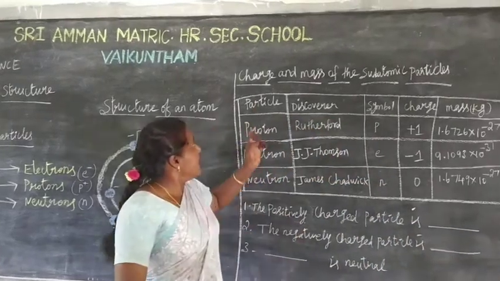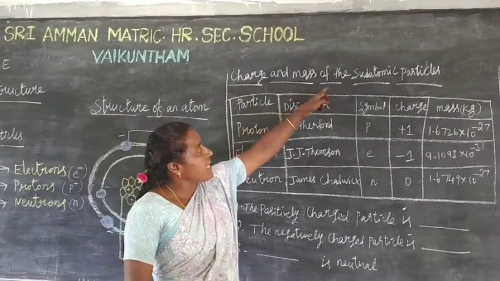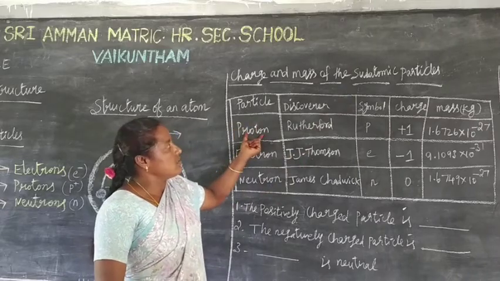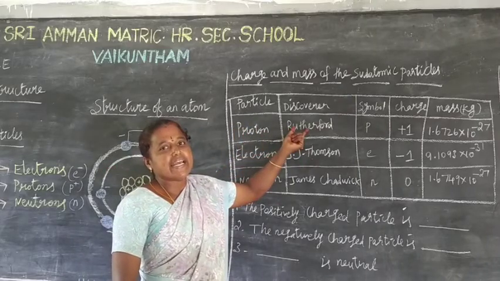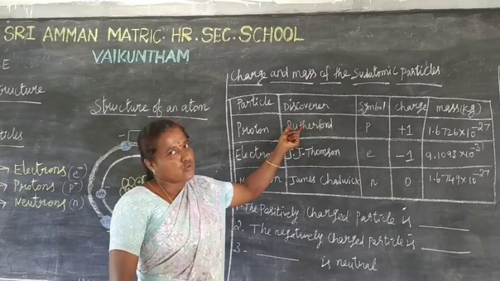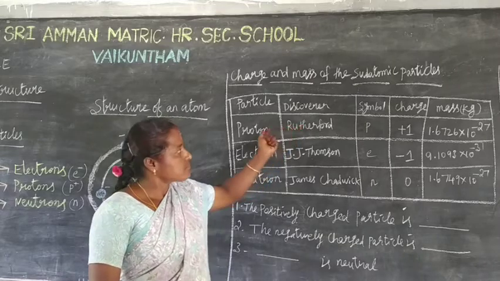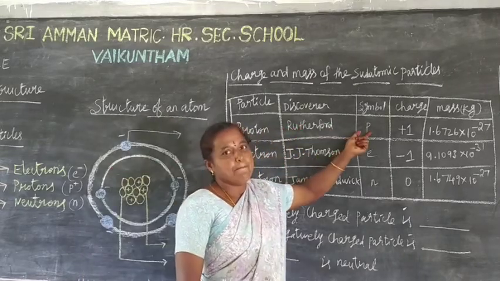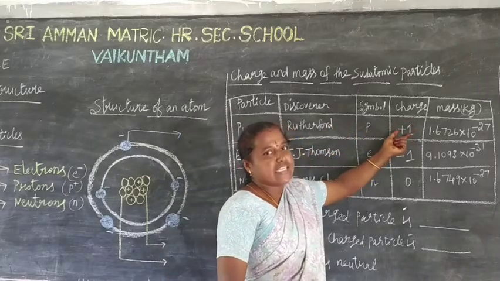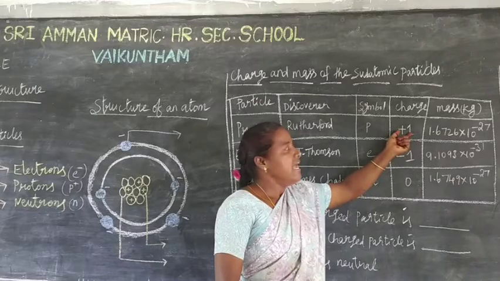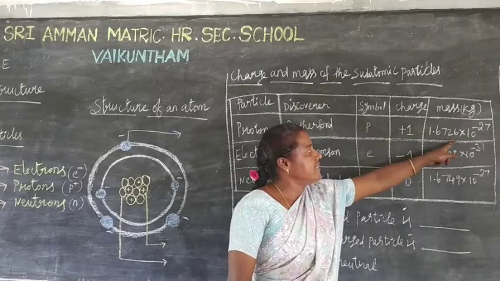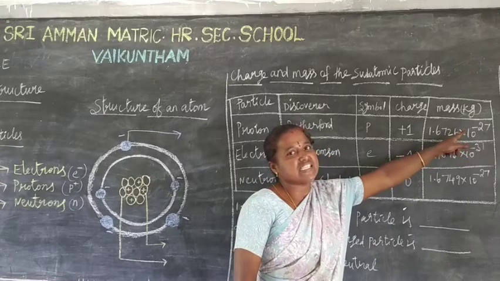Next, we will see charge and mass of the subatomic particles. First particle is proton. It was discovered by Ernest Rutherford. Already you know that. Its symbol is P. Charge of the proton is +1. Its mass is 1.6726 into 10 power minus 27 kilogram.